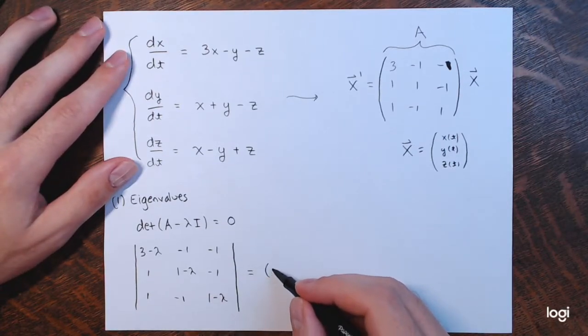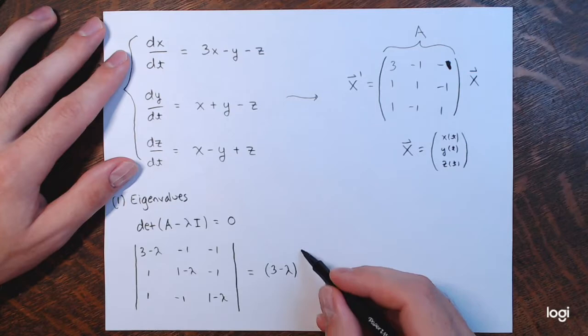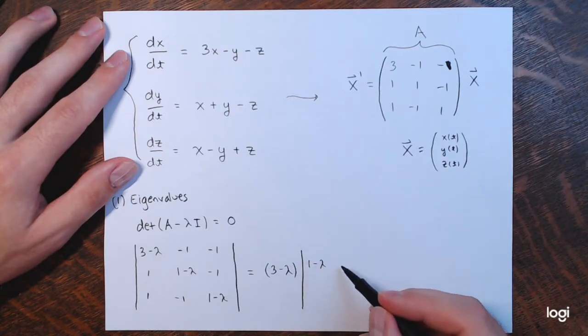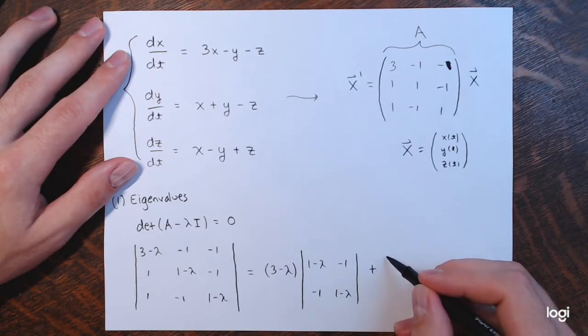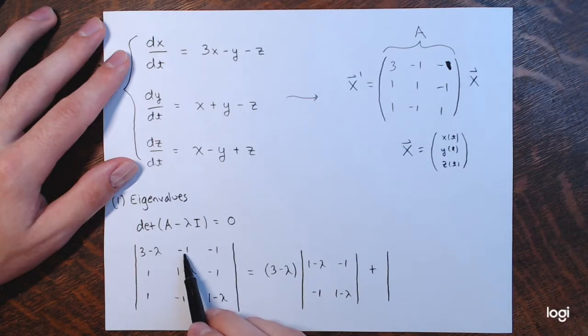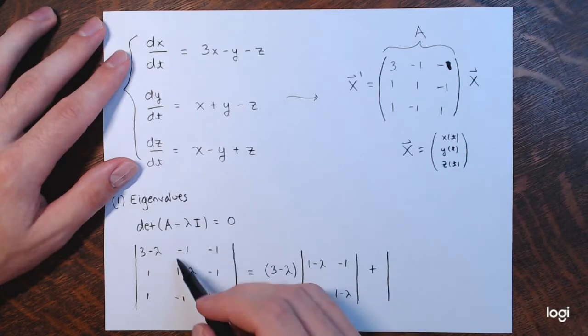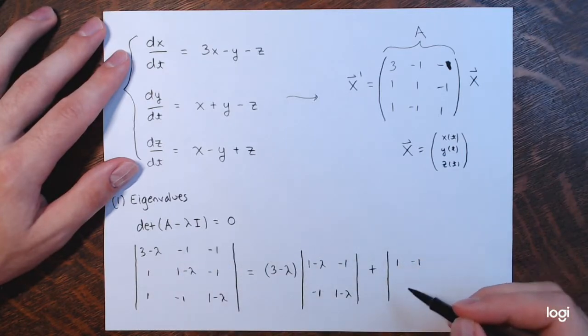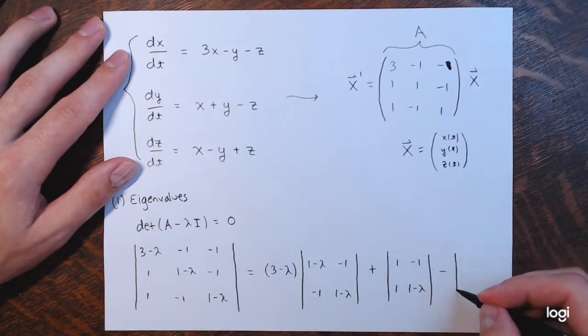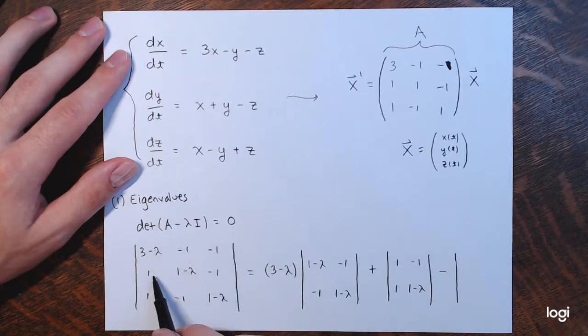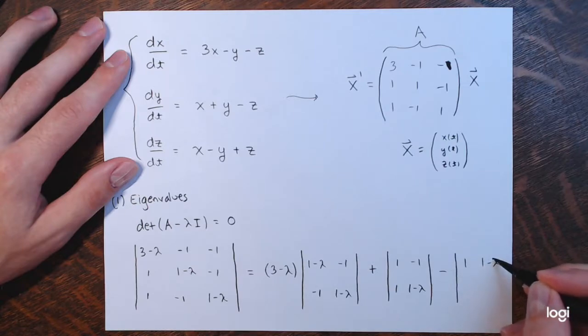So it's going to be 3 minus lambda times the minor 1 minus lambda, -1, -1, 1 minus lambda. Then plus 1, right, times the minor, because it's in the first row, second column, that's in an odd position, so I do the opposite of the minor times that position. So that'd be plus 1. And then the minor for that is the determinant of this 2 by 2, 1, negative 1, 1, 1 minus lambda. And then minus 1, the first row, third column position times its minor, which will be 1, 1 minus lambda, 1, negative 1.